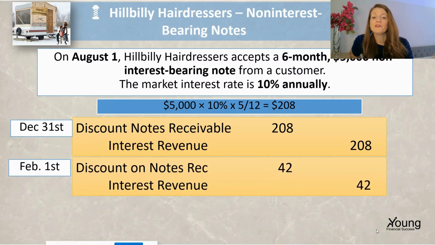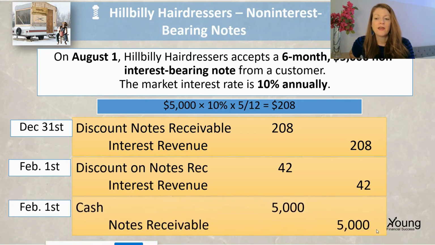And then on February 1st, they are going to show the last month, because they have that final month to show the discount and to get rid of the discount and show interest revenue. And then of course, on that date, they would also collect the $5,000. So the only thing different here is this happened 1 month later. And since it was still a 6-month loan, it was not going to be paid till February 1st. So they went ahead and had to show interest revenue December 31st for the first 5 months.